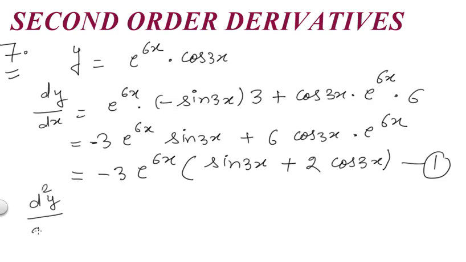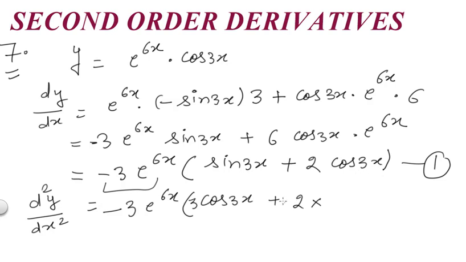We will get d square y by dx square equal to first function as it is. So let me keep it as it is. Into sin 3x differentiation will be cos of 3x, and 3x differentiation will be 3, plus 2 into cos of 3x differentiation is minus of sin 3x, right? And sin 3x, then 3x differentiation is 3 only, so into 3. Clear? So what we have just done, keeping the first function as it is, we have differentiated second.